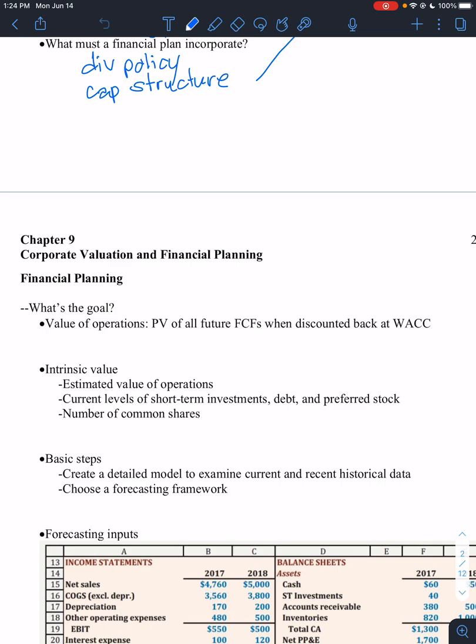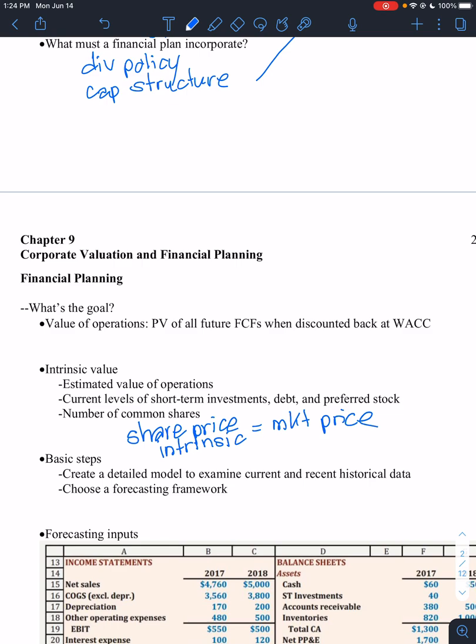Right? We combine all that information to figure out the value of the firm, divide it by the number of common shares, and that should get us an estimated share price, right? And if the market's in equilibrium, that share price would be the intrinsic value, which would be equal to the market price if we were in equilibrium.